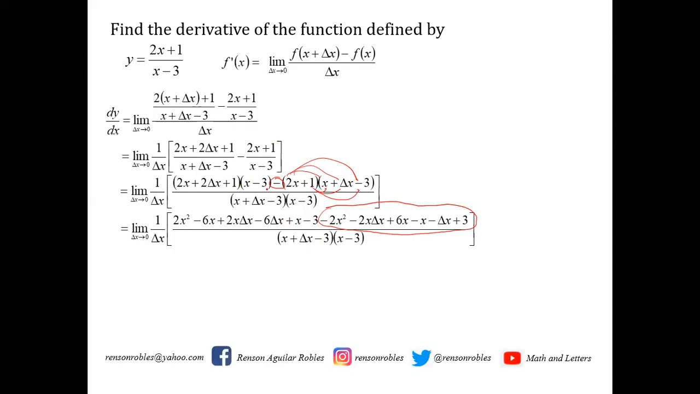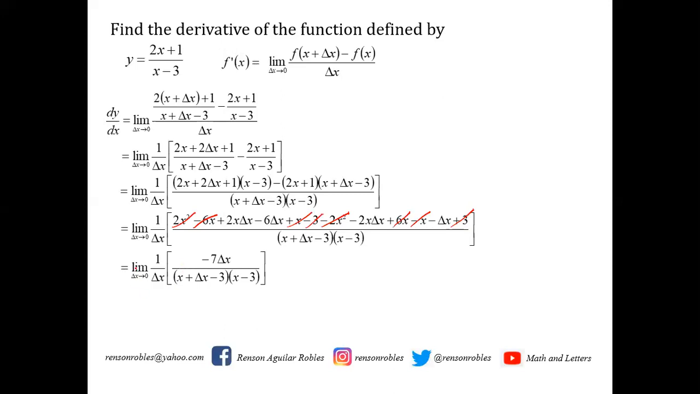And then eventually, we shall collect similar terms in the numerator. Negative 2x squared and 2x squared will give us 0. Negative 6x plus 6x will also give us 0. Then positive x, negative x will also give us 0. And then this negative 3 and positive 3. Again, what is left in the numerator are the terms containing delta x. And we shall now have the limit of 1 over delta x times negative 7 delta x all over the quantity x plus delta x minus 3 times x minus 3 as delta x approaches 0.